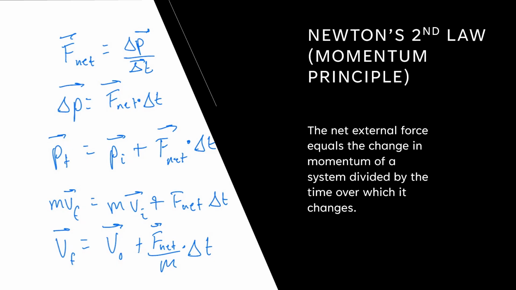So Newton's second law: the net external force equals the change in momentum of a system divided by the time over which it changes. So basically, if we take that equation, the top one, and we take it forward and derive it, we get the velocity update formula in the bottom.